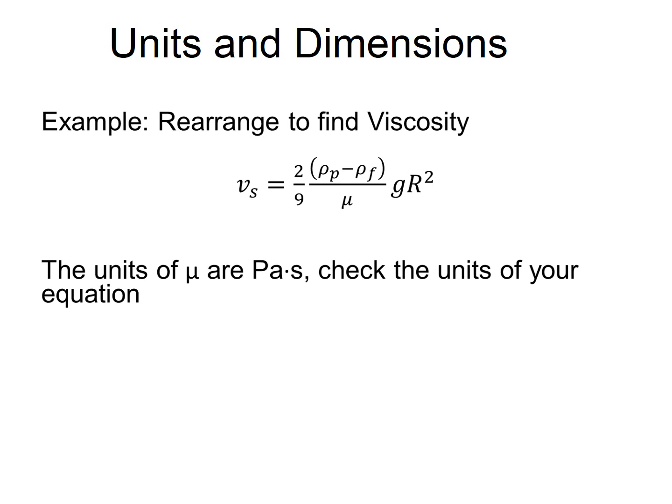rho is density, g is traditionally the acceleration due to gravity on Earth, which is not a constant, but we'll just let that fly. And r in this case is the radius of your particle.